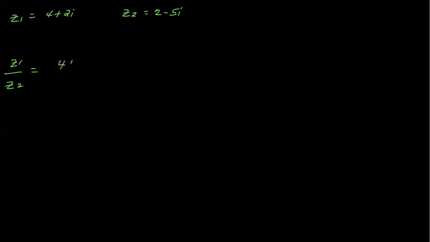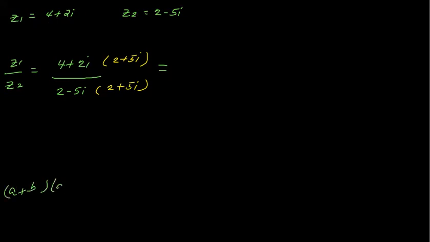So 4 plus 2i divided by 2 minus 5i. Instinctively, you should think this has to be multiplied by 2 plus 5i, which means the top has to also be multiplied by the same thing, 2 plus 5i. Okay? Now, you already know in the bottom here, we have a case of A plus B multiplied by A minus B. That's how that is designed, right?